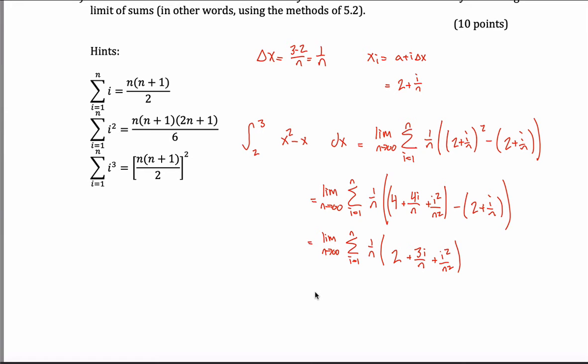For consistency's sake, the way I've been doing these is taking this 1 over n and distributing it through the parentheses at this point. So I'll go ahead and do that right now. 1 over n times 2 is just 2 over n. 1 over n times 3i over n is 3i over n squared. And 1 over n times i squared over n squared is i squared over n cubed.